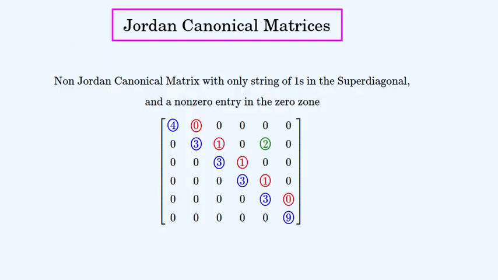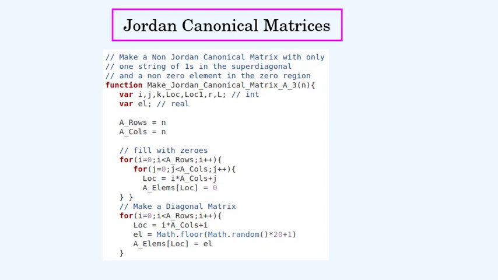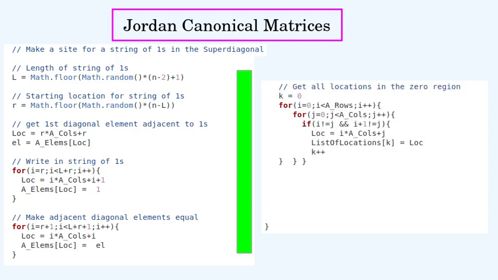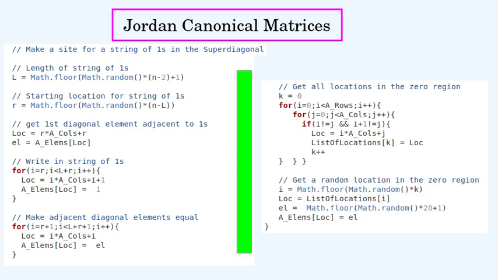Now to create a non-Jordan matrix with a non-zero element in the 0 zone, so that it should fail the test straight away. This element is circled and coloured in green. Now we'll make up a function to do this. We'll firstly create a diagonal matrix here. We'll then make it into a Jordan canonical matrix with a string of ones and its corresponding diagonal elements being equal. We'll then get an array containing all of the locations in the 0 region and put them into the array called list of locations. Then we'll get a random location from this list and set it equal to a non-zero element.